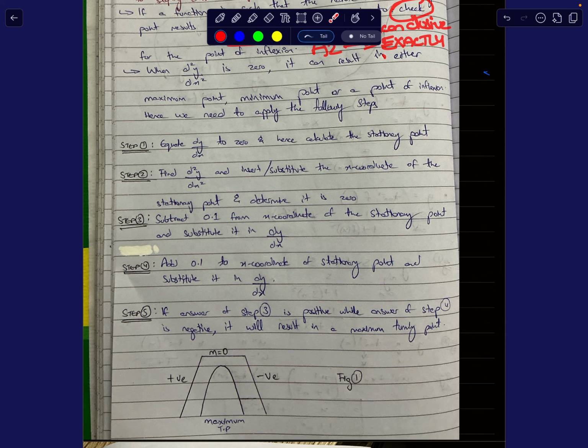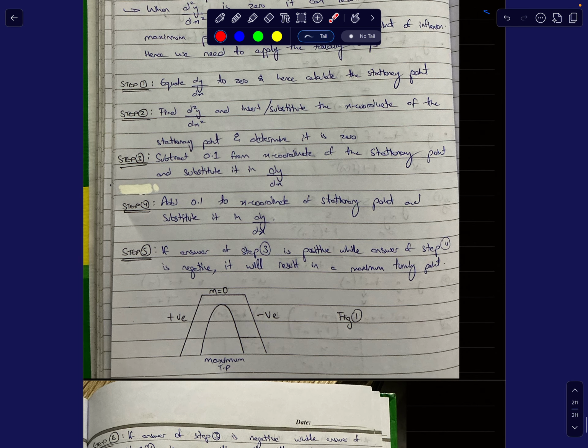So when the double derivative is 0, it can result in either a maximum point or a minimum point, or a point of inflection, which you now need to consider since you are in A2, the second year of A levels. Hence, we need to apply the following steps. Find the differential and equate it to 0 to find the stationary point. Then find the double derivative and substitute the x coordinate of the stationary point and determine that it is 0.